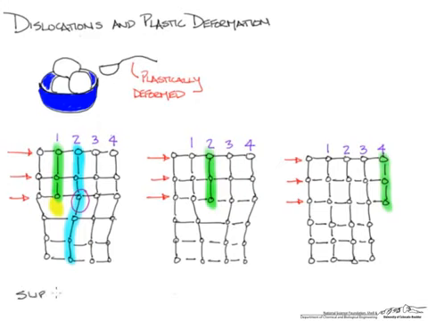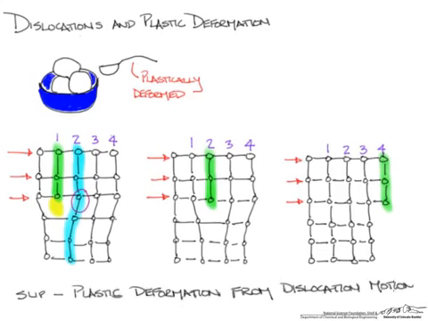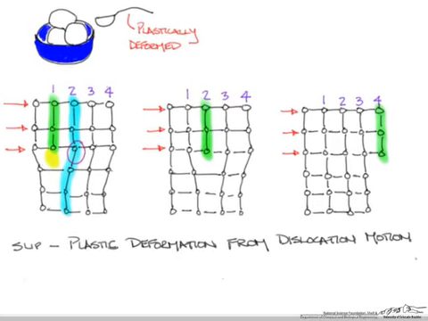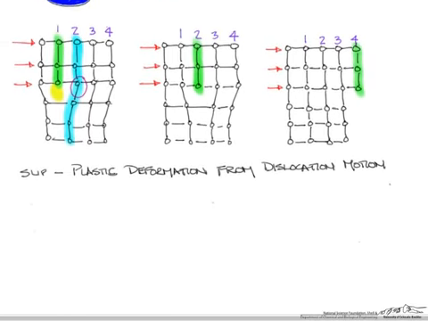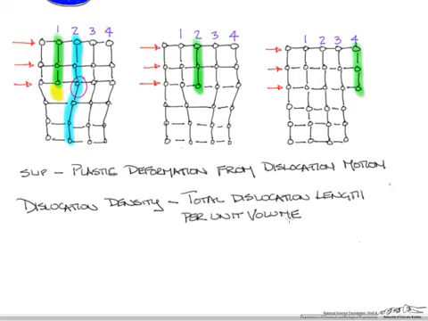The definition of slip is plastic deformation produced by dislocation motion. Another concept associated with dislocations is dislocation density. As our materials solidify, we end up with different dislocation densities associated with that metal. Dislocation density is defined as total dislocation length per unit volume.